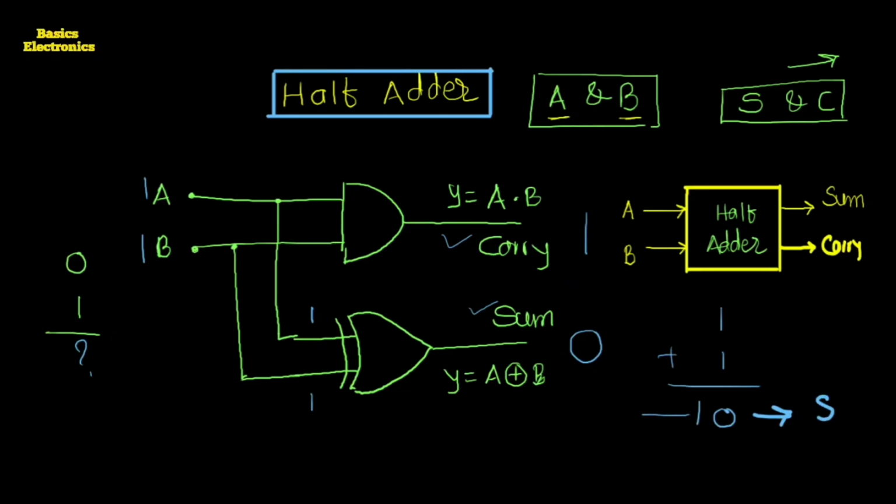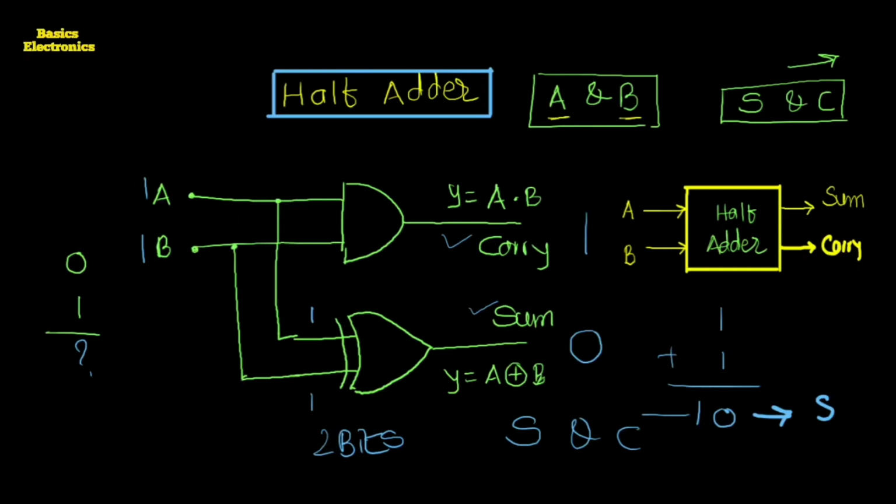Okay. Now how can we write this in the examination? First you have to write down the meaning of the half adder. You can write: the half adder is a logical circuit which performs the addition of two binary bits and produces the output in the form of sum and carry.